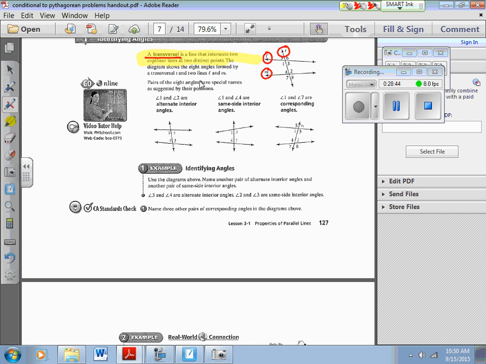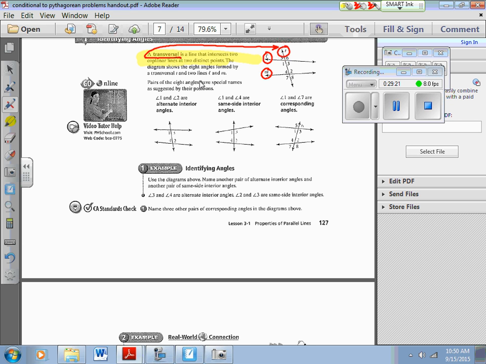Who wants to take a shot at telling me which one of those three is the transversal from this definition? Read the definition again. Okay, Brian, which one? T. Yes, T is the transversal. Do me a favor and draw an arrow so you can clearly tell when you are doing your work: this line is a transversal. Now you have your definition there? Okay.